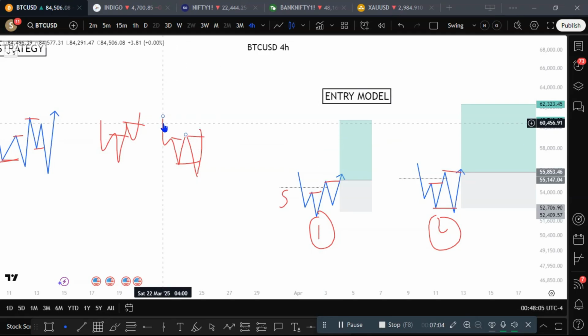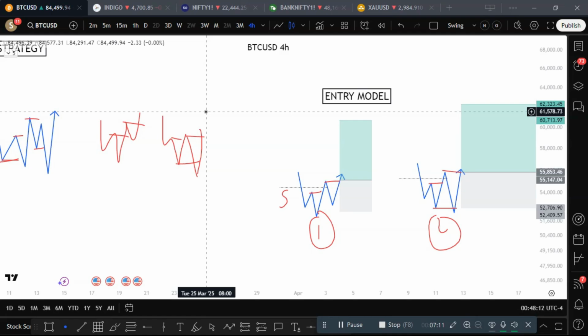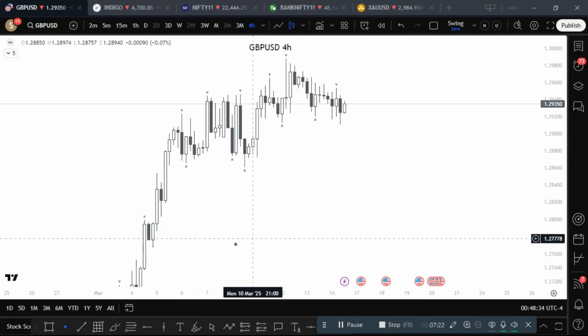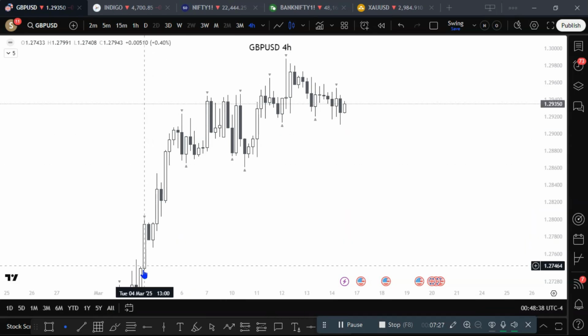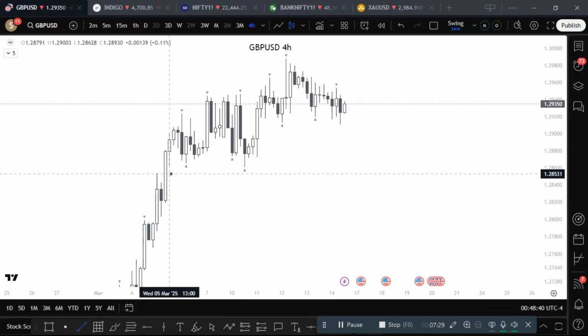Now let me show you some examples, so you will get the complete clarity. So let's open the GBP USD chart. So this is the GBP USD 4-hour chart, as you can see. So right now the trend is up, but we don't need any kind of trend knowledge or bias.